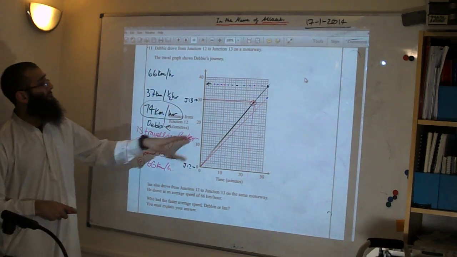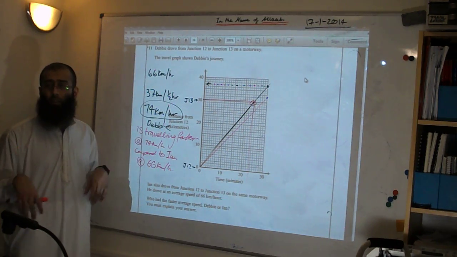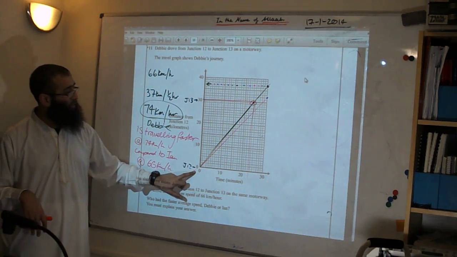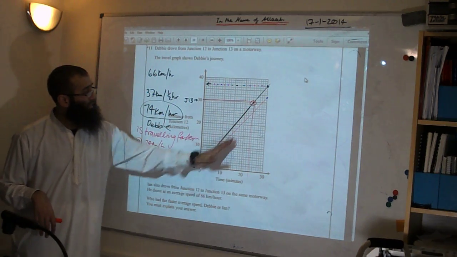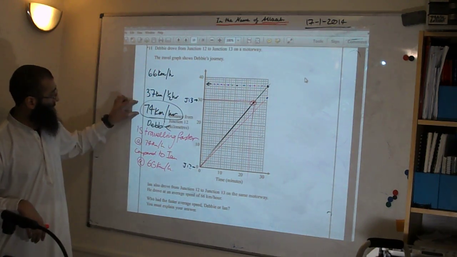Okay, so we can work out her speed over the whole hour by extending the line, what speed she's traveling, and then we work out his speed as well, and we can see that his line is below, so she gets there first. That's her speed. Done.